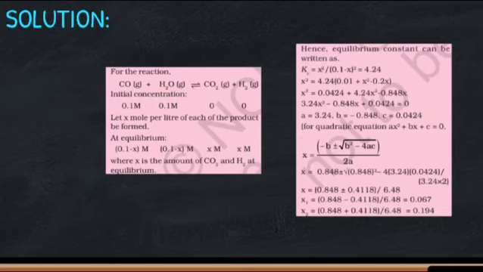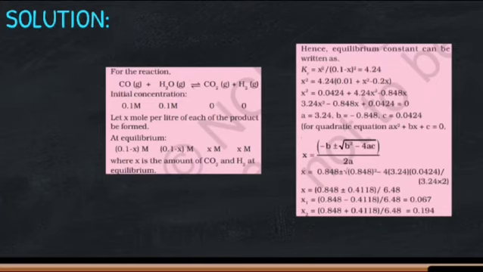Then we can write the equilibrium constant for this. So we know that equilibrium constant can be written as the product of the product concentration power stoichiometric coefficient divided by product of the reactant concentration power the stoichiometric coefficient. So here product is CO2 and H2, so both the things concentration are x, so x into x is x square divided by the concentration of reactant, that is 0.1 minus x. So there are two reactants here, so we will write 0.1 minus x into 0.1 minus x, that is 0.1 minus x the whole square. So this is equal to 4.24, which is given in the question.